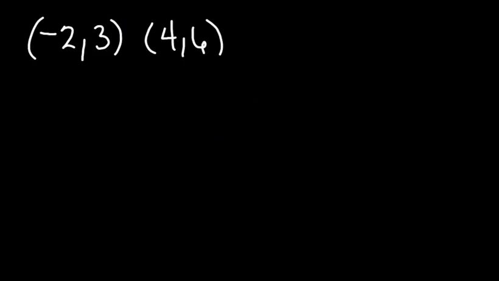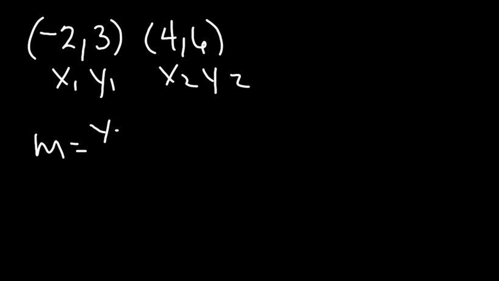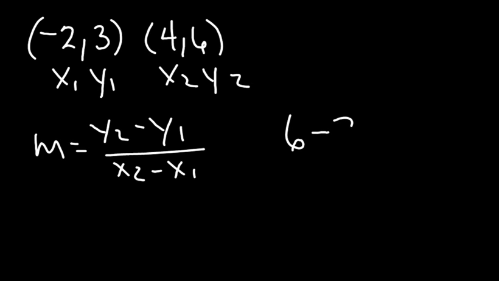The instructions are always going to say, find the slope of the line that passes through these 2 points, or through the points. Find the slope. Well, first I need to label x1, y1, x2, y2. Then I need my formula. M equals y2 minus y1 over x2 minus x1. So, 6 minus 3 and 4 minus negative 2.